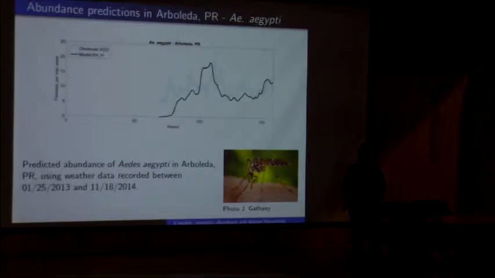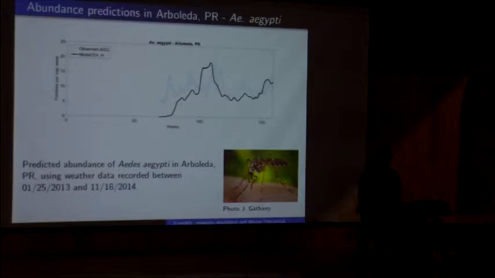So then what we did is that we had those parameters for the model, and then we applied it without changing anything. The only input that changes is the information from the weather stations. We inputted that, and we ran the model in other locations. So this is in a place called Arboleda. And again, you see that once the model gets going, it picks up reasonably well the fluctuations in abundance.